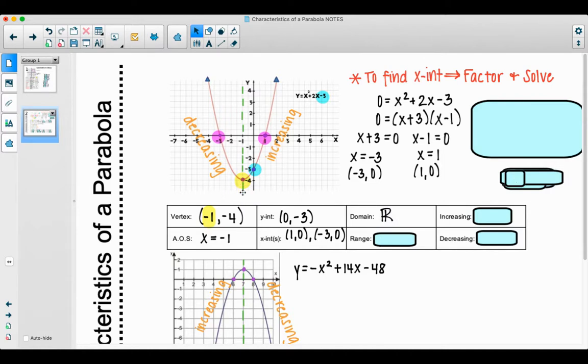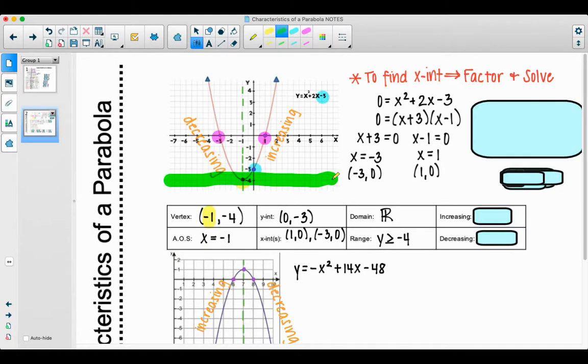But here for the range, when I go bottom to top, nothing's happening down here when I get to -10 or -8 or -5. This minimum point of my vertex, -1, -4. So my range is y is greater than or equal to -4. Think that I have this line right here, and nothing is below it. Everything is above. So all my y values have to be greater than or equal to -4. That -4 is always going to come into play as your y coordinate of your vertex.